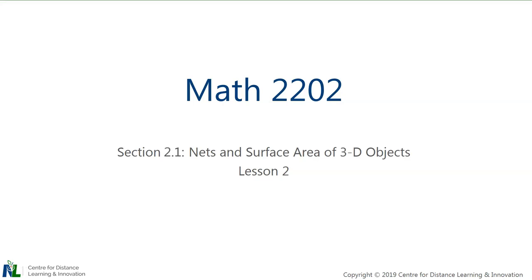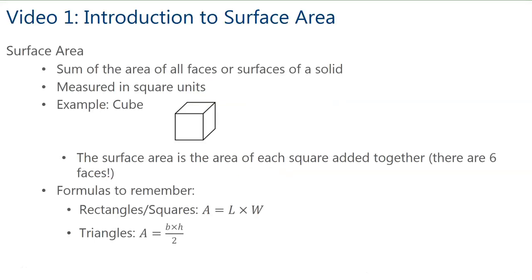Welcome to Lesson 2. Here we'll look at surface area. Now, surface area is the sum of the area of all faces or surfaces of a solid, and it is measured in square units. So if an object is measured in centimeters, then the area would be expressed in centimeters squared.